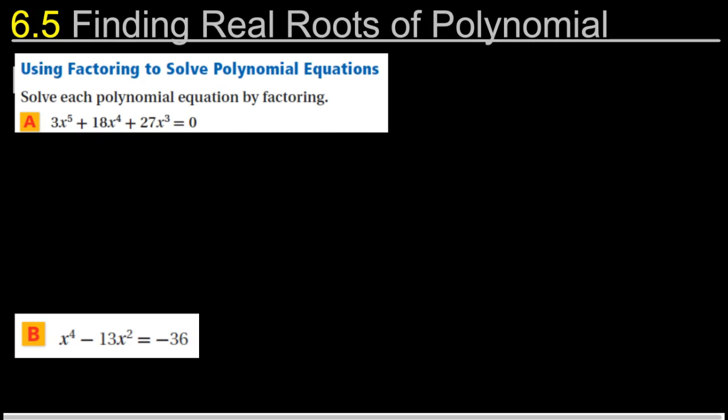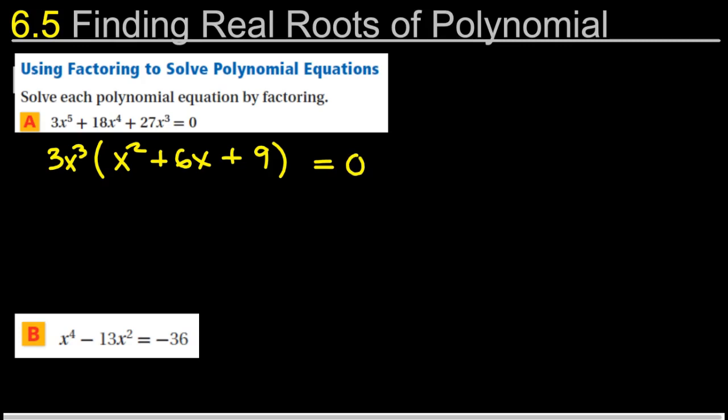We're going to use factoring now to solve. So we're going to be solving polynomial equations. And so this first one here, we have a trinomial. It's a fifth degree trinomial, and you should always look right off the bat to factor out a common term. So I can factor out a common factor of 3x cubed out of each one of these terms. So I factor a 3x cubed out, and what I have left now is x squared plus 6x plus 9. And so I start factoring it like that.